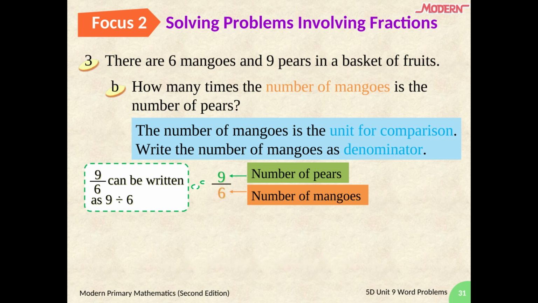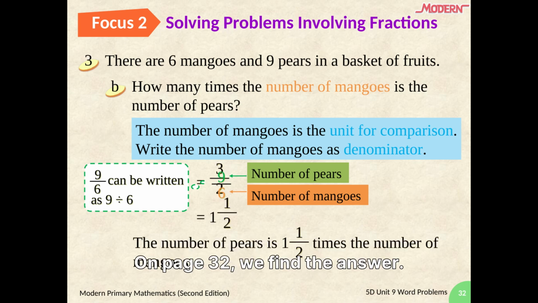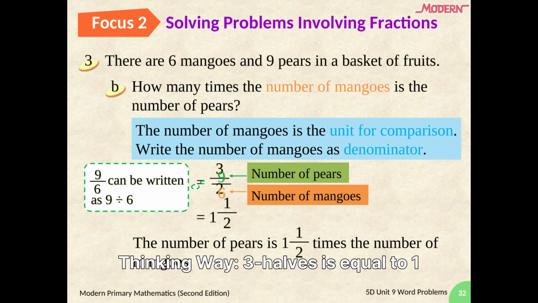Let's see the result. On page 32, we find the answer. 9 over 6 simplifies to 3 over 2. We divide both numbers by 3. But wait, that's an improper fraction. Thinking way. 3 halves is equal to 1 and 1/2. This means the number of pears is 1.5 times the number of mangoes.